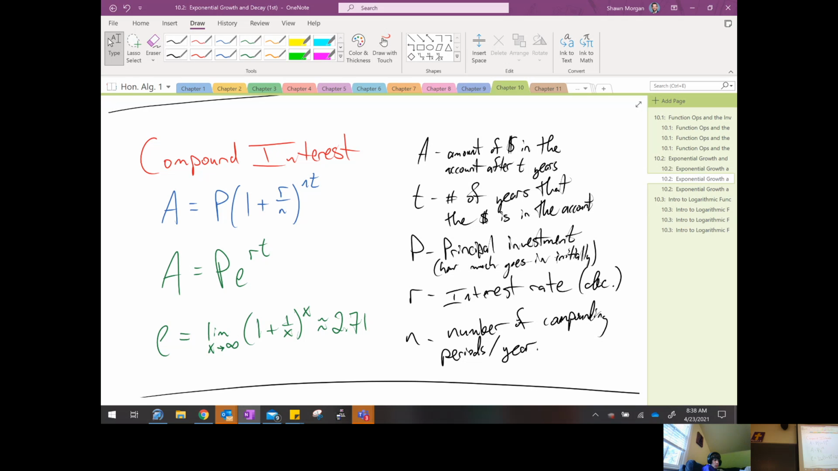Hey, it doesn't matter, fellas. We're getting bogged down in semantics. T is the duration of the investment. Okay. So it's how long do I want to leave the money invested?